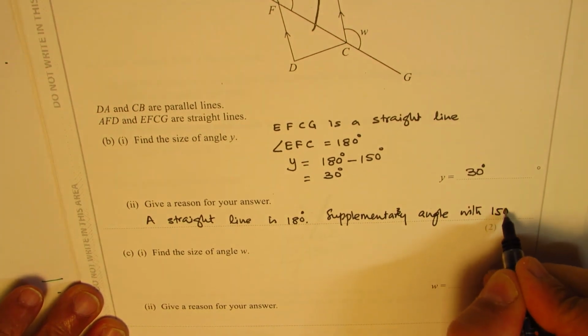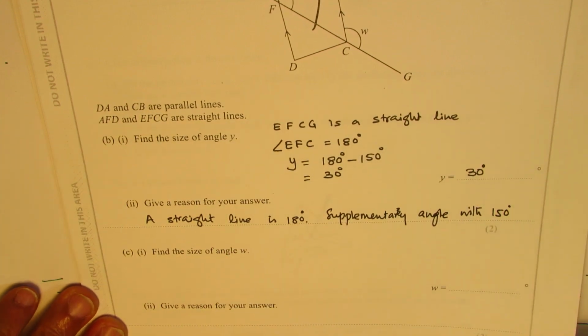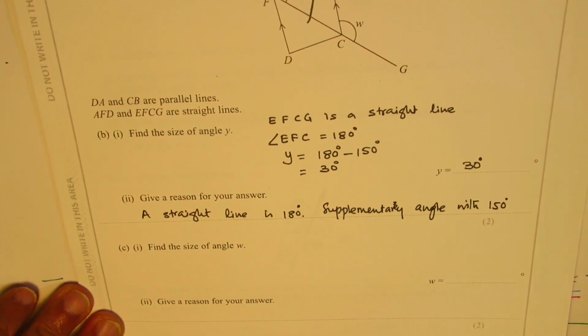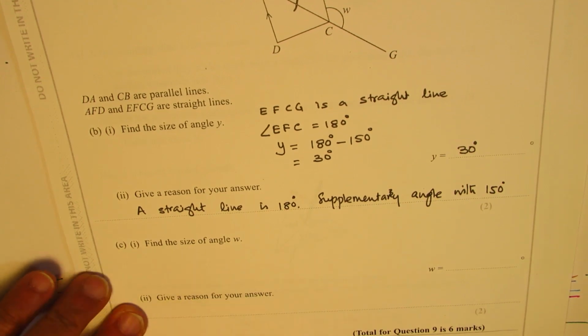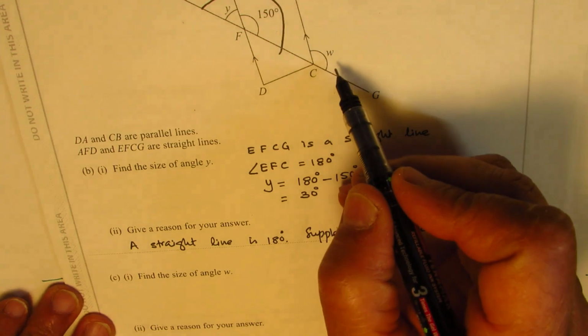With 150 degrees. So the total should be 180 minus 150, right? So the combination is 180. Part C is find the size of angle W. Now, angle W is how much?